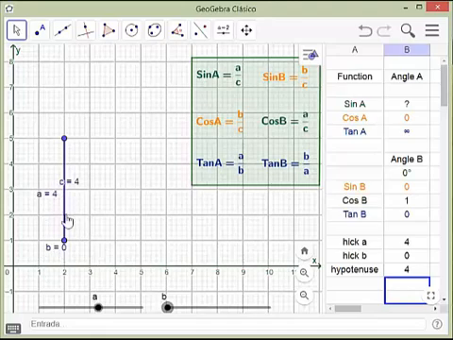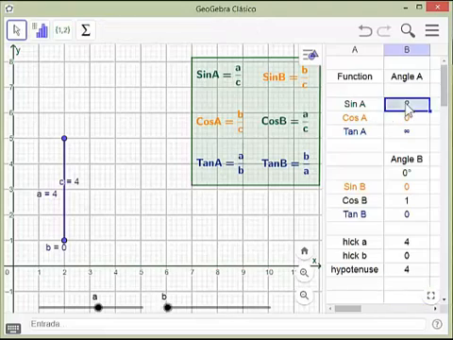Let's take a look at the new trigonometric functions. Angle A equals 90 degrees. Sine of 90 degrees equals 4 over 4, that equals 1. Cosine of 90 degrees equals 0 over 4, equals 0.